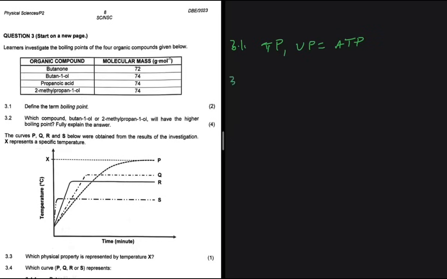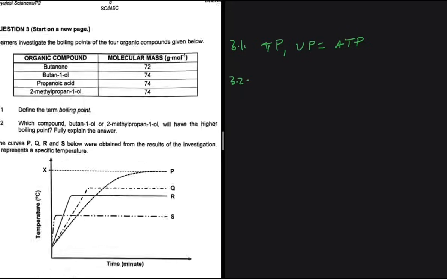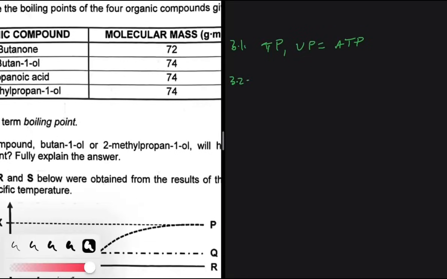And then 3.2, which compound, butan-1-ol or 2-methylpropan-1-ol, will have the higher boiling point? Fully explain your answer. So let's look at these 2 compounds and see how they differ. They're both alcohols, right?